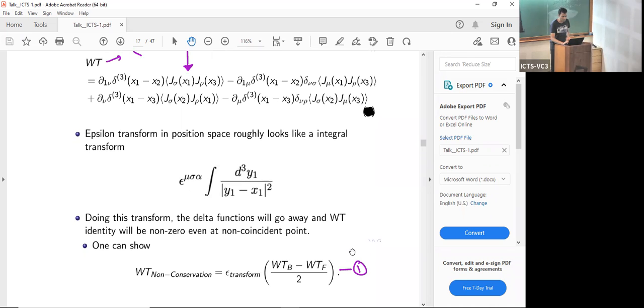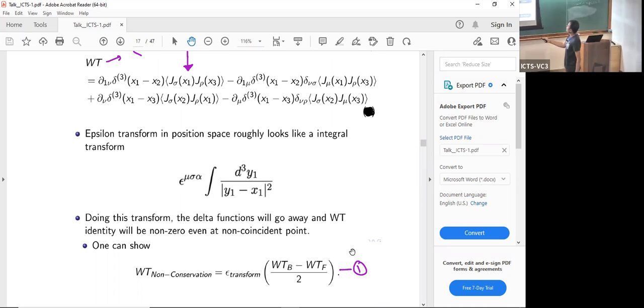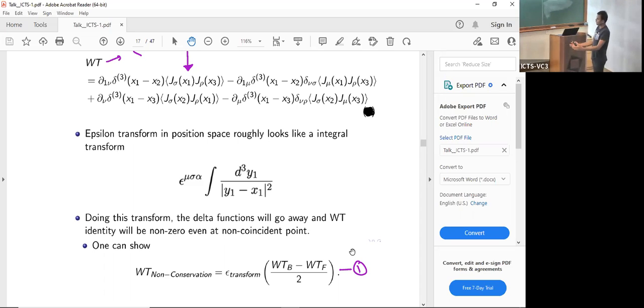So just to give you a little intuition, the Ward identity, if there are conserved currents, contains delta functions, right? Now, in position space, the epsilon transformation contains this integral transformation. As you can see, this integral transformation will remove the delta function, and it will make it precisely the same as the Ward identity of the non-conserved current. Okay? So in this sense, the slightly broken higher spin theories are very, very special, in the sense that I can identify them starting from the exactly conserved higher spin theories. Okay, that's the notion.